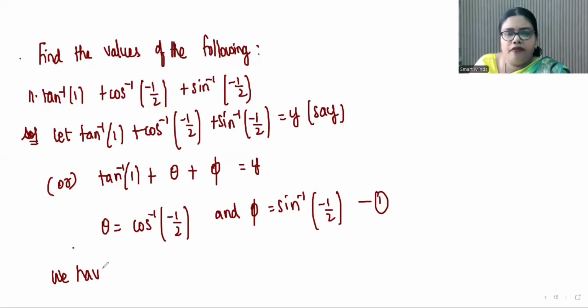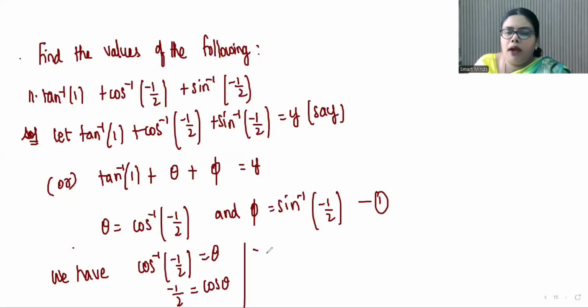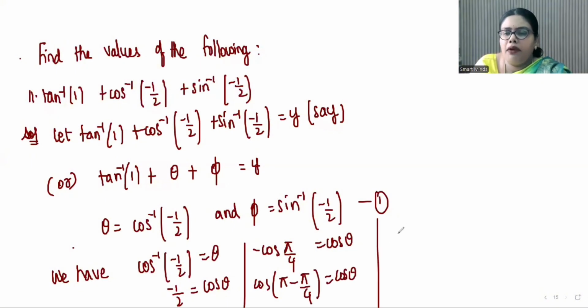Now we have cos inverse of minus 1 by 2 equals theta. So minus 1 by 2 is cos theta, and minus cos pi by 4 equals cos theta. Now minus cos pi by 4 we can write as cos of pi minus pi by 4, that is cos 3 pi by 4.